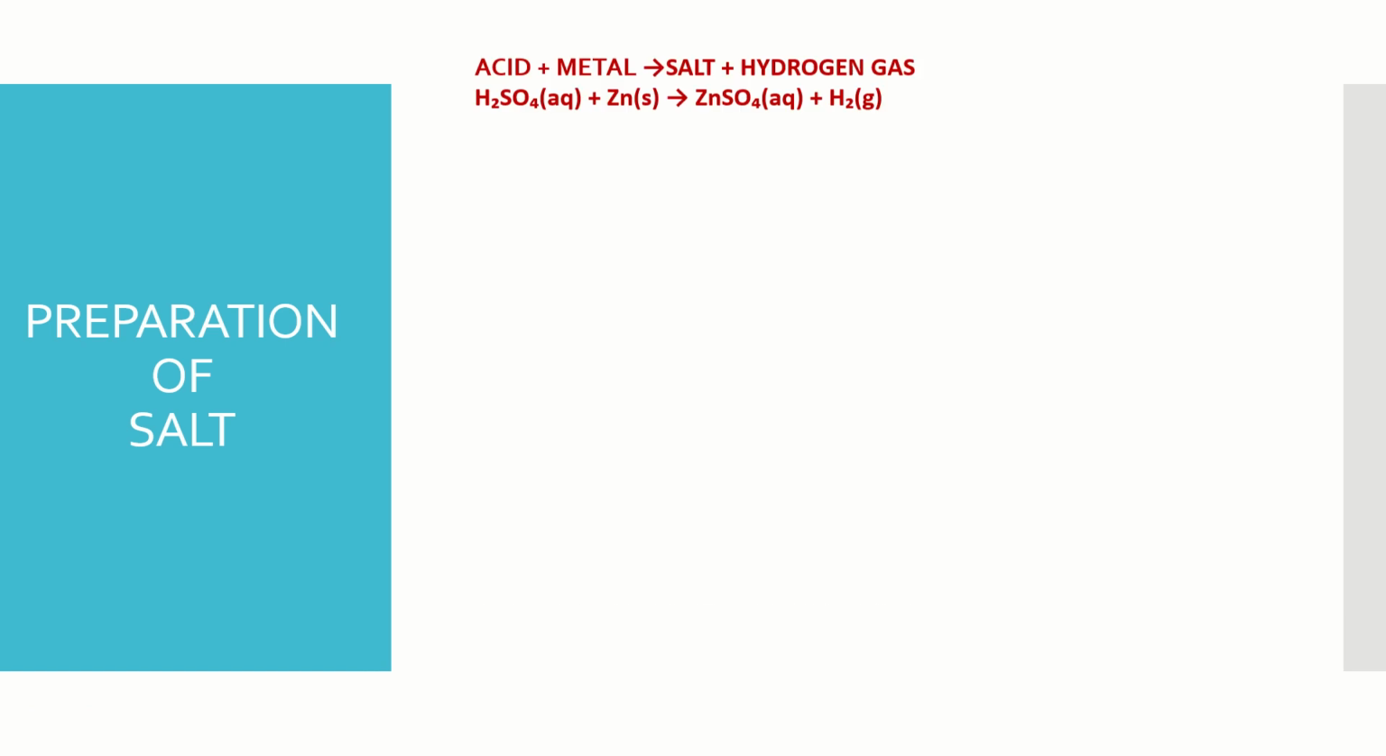Now we will see the preparation of salt. We have seen the salt is formed by the neutralization of an acid and base. Apart from that, salts are also prepared from the acid. When an acid reacts with metal, we will get salt. So we will get zinc sulfate as the salt and hydrogen gas is liberated.